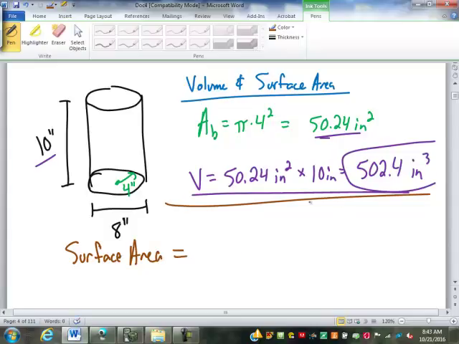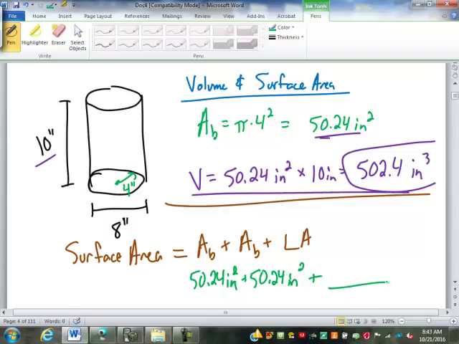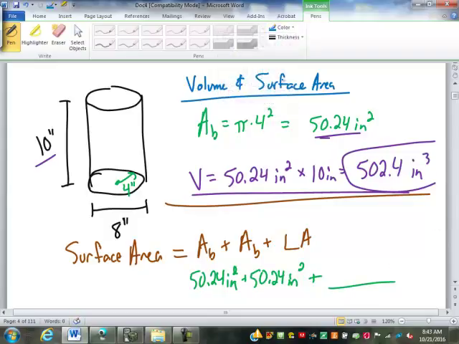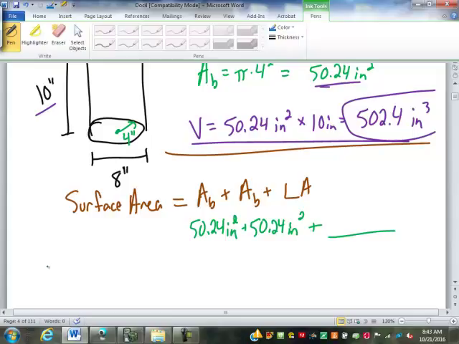So for my surface area, I have the area of my base plus the area of my other base plus my lateral area. So for here, I've got 50.24 plus another 50.24 plus whatever I'm going to get for my lateral area, which means we've got to look at lateral area.